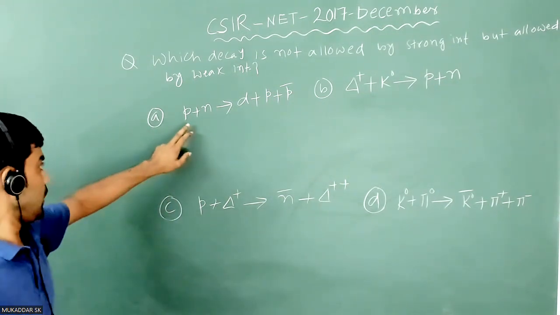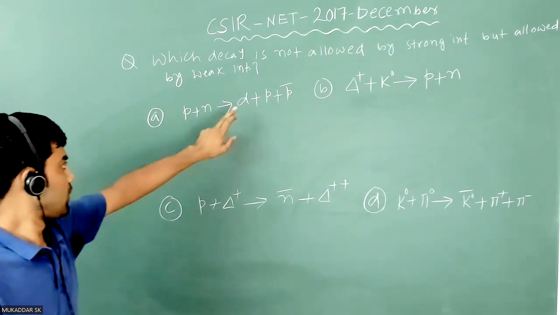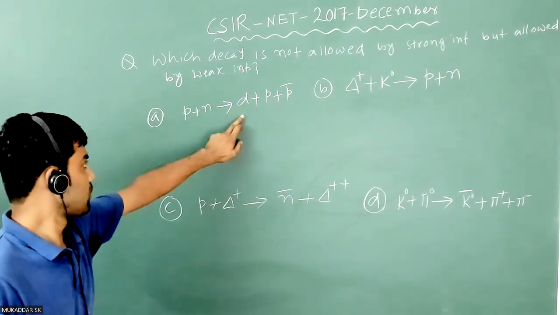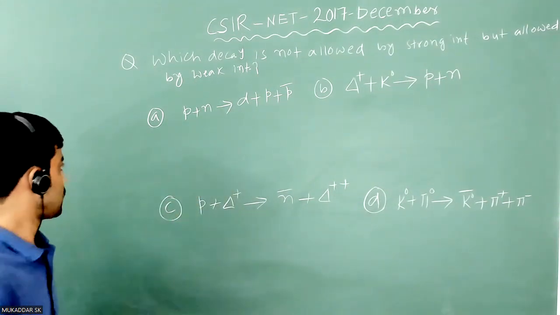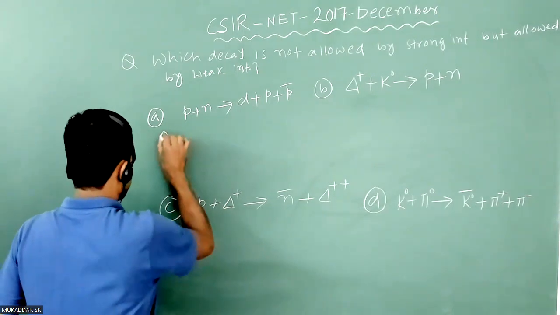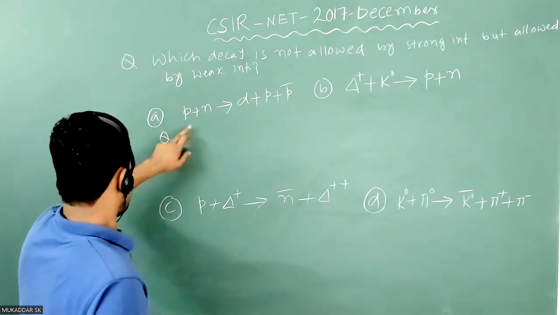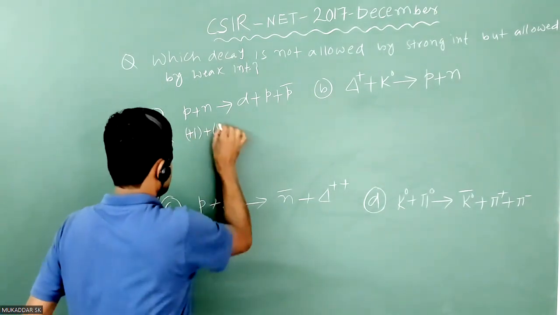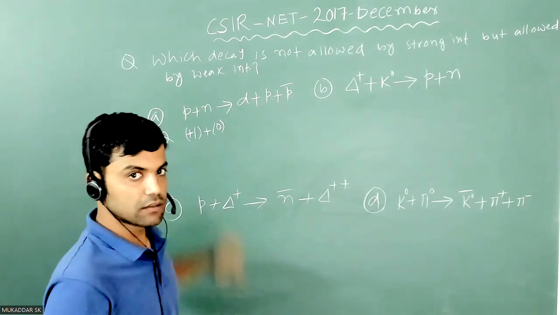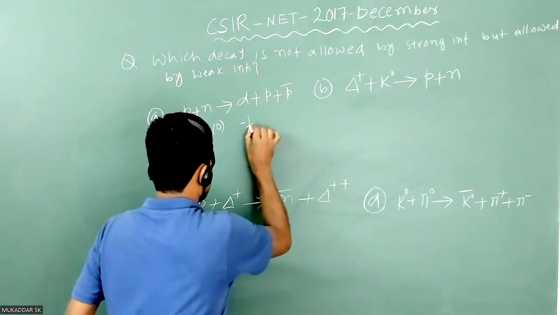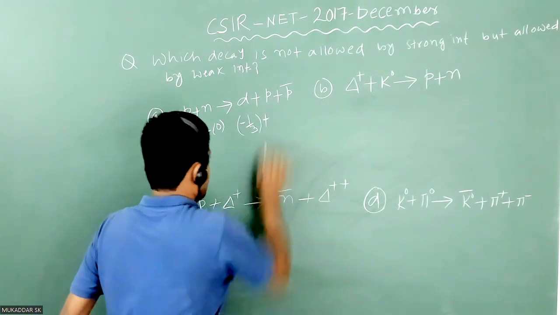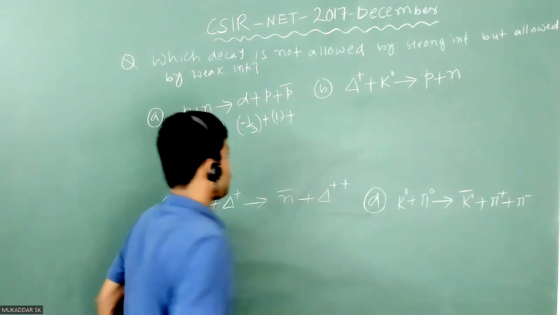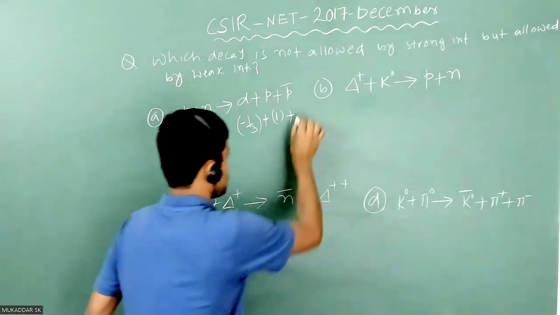So decay A: P plus N decays to D plus P bar. That D means down quark. Okay, so let us check charge conservation. For P, charge is +1. For N, charge is 0. For D, charge is -1/3. And for P bar, charge is -1.